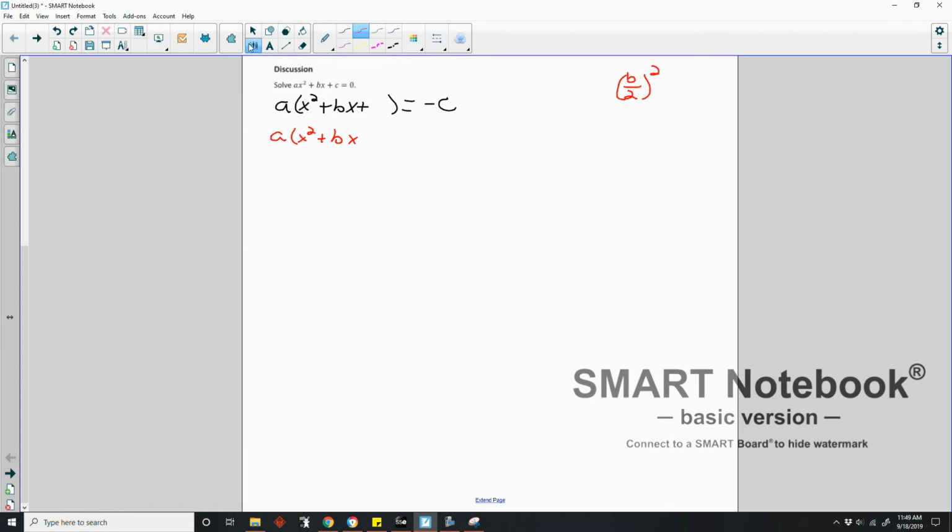Oh, I'm sorry, I made a mistake already. If I factored out an a from here, I have x squared. If I factor out an a from the whole thing, I have b over a, not just b. So I forgot my over a. So this is going to change as well. My b over a is my middle term, so it's going to be b over a squared, or half of it. We have to divide that by 2. Let me rewrite this.